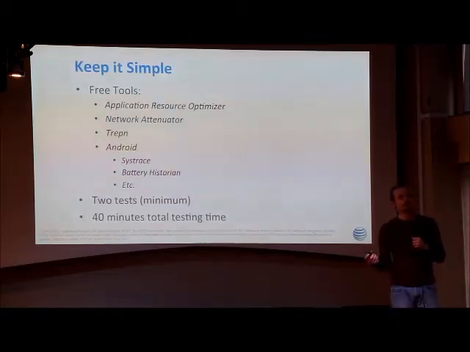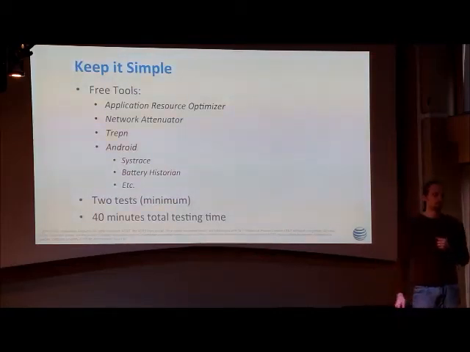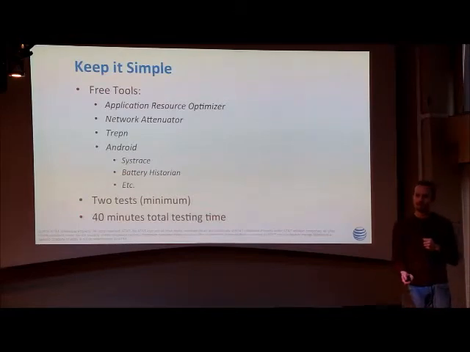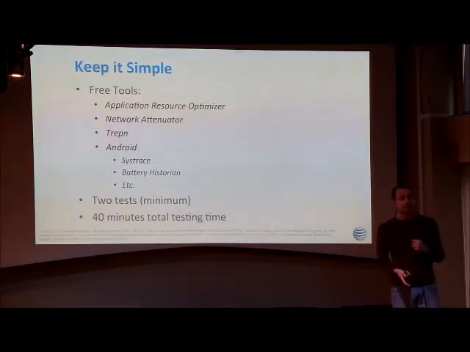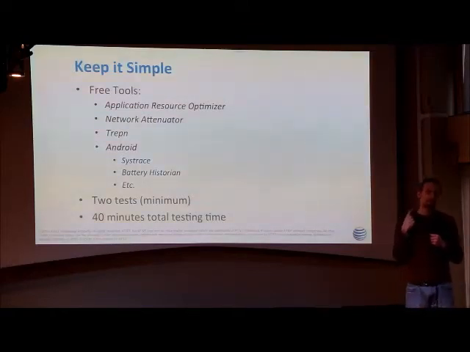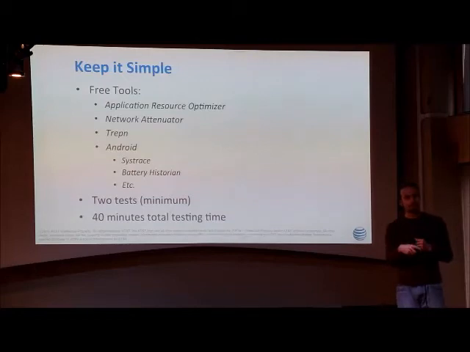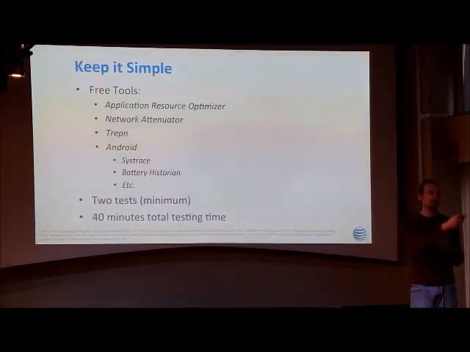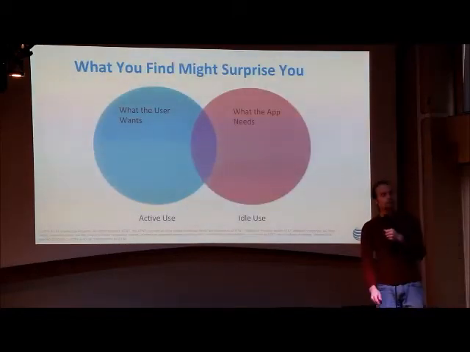Run a couple of tests. When we run with Arrow, we say do 2 tests. It takes about 40 minutes. Do the analysis. It gives you 25 best practices. It tells you where you passed, where you failed. It's really easy. It's pretty self-evident. When you see a red X, that's bad. You see a green check mark, you don't have anything to worry about. But what you find really might surprise you.